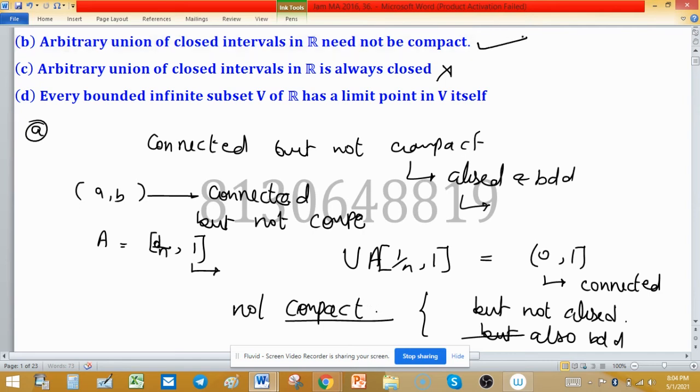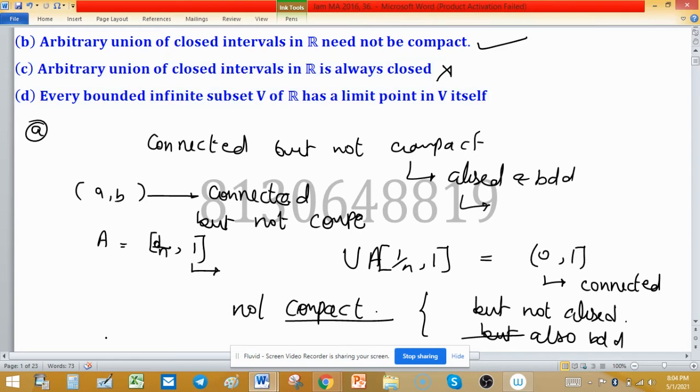So this statement, because of the word "need not", becomes true. Option D: every bounded infinite subset V of R has a limit point in V itself.